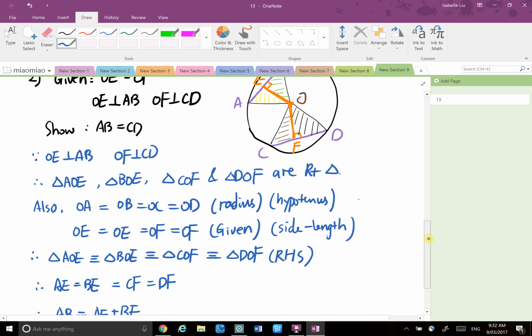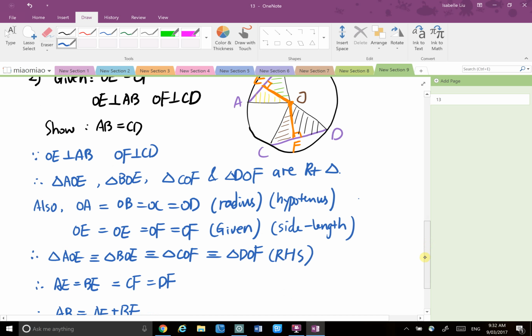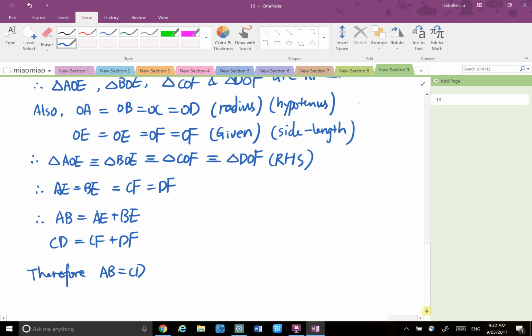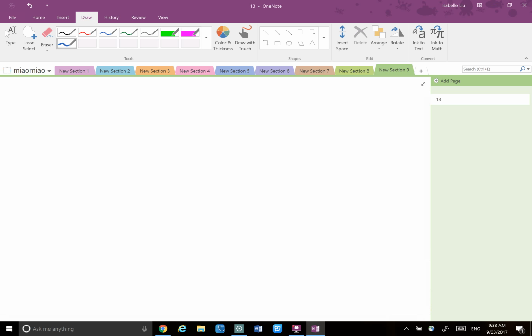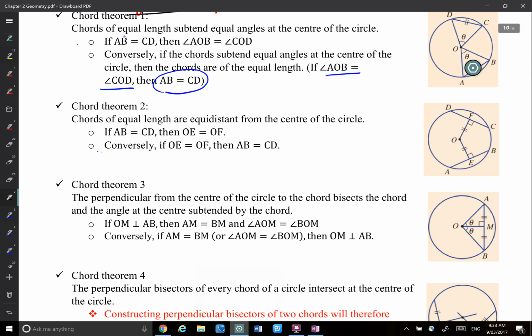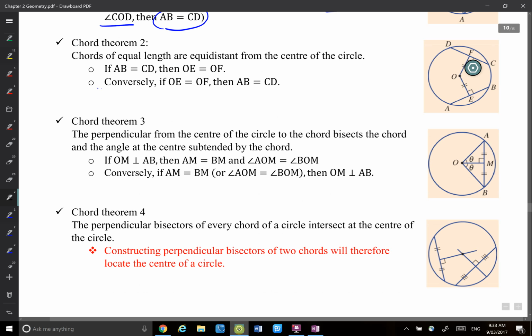Okay, I haven't proved theorem 2 part 1 yet, but let's wait for a moment. Let's prove theorem 3 first. Okay, theorem 3 part 1. Let's have a look at what theorem 3 part 1 is. Remember, we haven't proved this one. We will come back to prove this after we prove theorem 3.